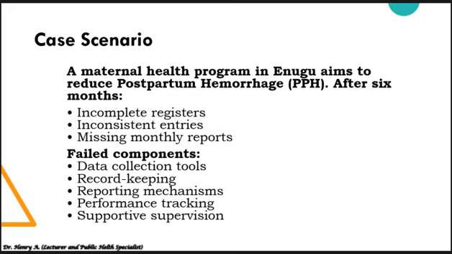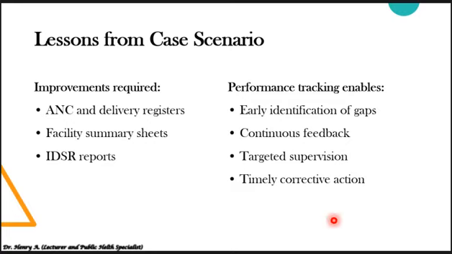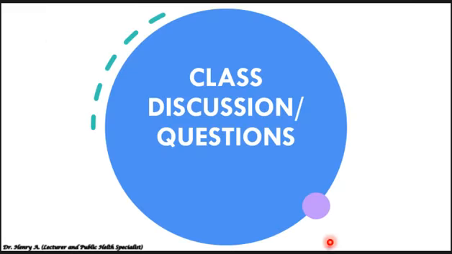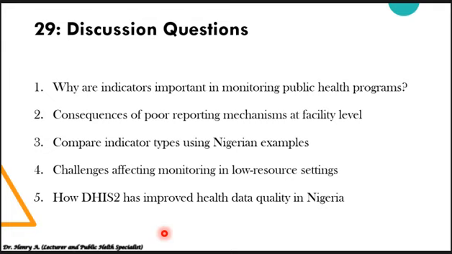With that, we look at another lesson from the case scenario that we have learned. We have seen that the ANC and delivery registers need to be improved on, the facility summary sheets and so on need to be improved on. And we have seen how you can perform the tracking, the basic benefit of performance tracking. I've talked about that, as you can see here. We'll now move to the discussion, and I'd like you to take note of these discussions because it's very important.